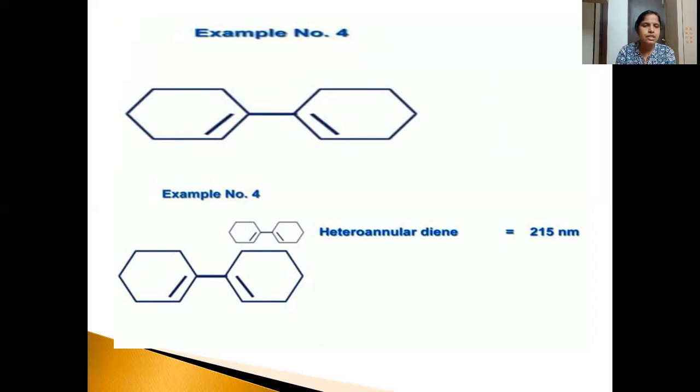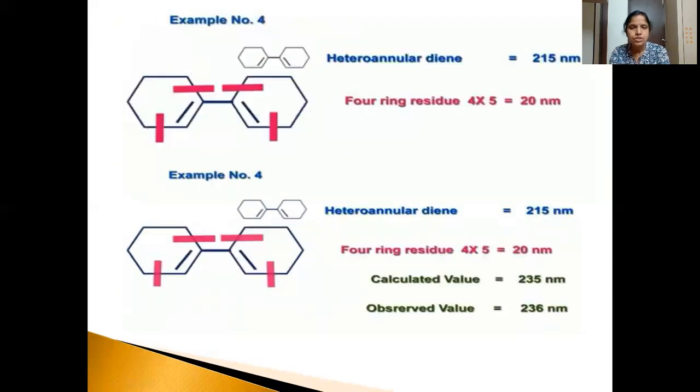Then look for the ring residues. So you can see this part, when we are considering this whole part as a diene system, then this carbon will be one ring residue. At this carbon, this is another one. Now this carbon is also a part of ring residue. Even this carbon, this is ring residue. So total, how many ring residues is it having? It is having 4 ring residues. So 1, 2, 3, 4. So 4 ring residues, so it will be 4 into 5, which is 20 nanometers.